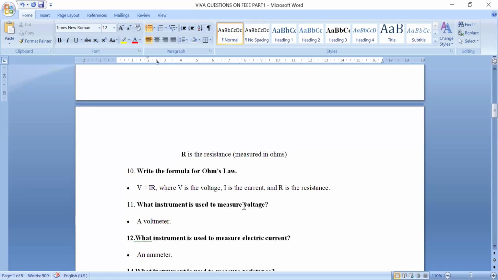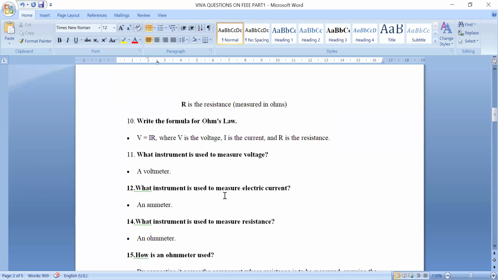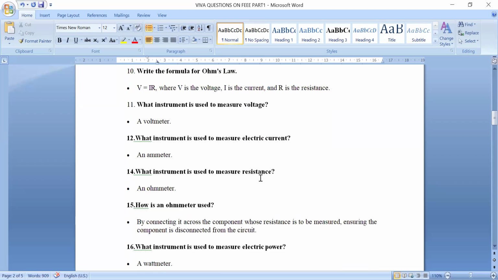Which instrument is used to measure voltage? Answer is voltmeter. Which instrument is used to measure electric current? Answer is ammeter. Which instrument is used to measure resistance? Answer is ohm meter. So how is an ohm meter used? By connecting it across the component.